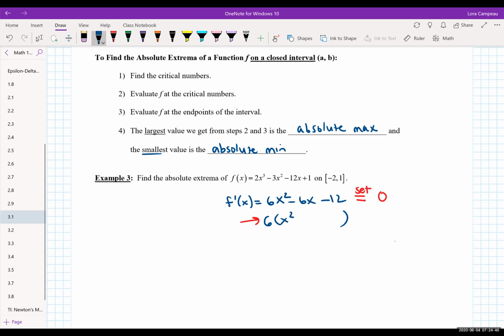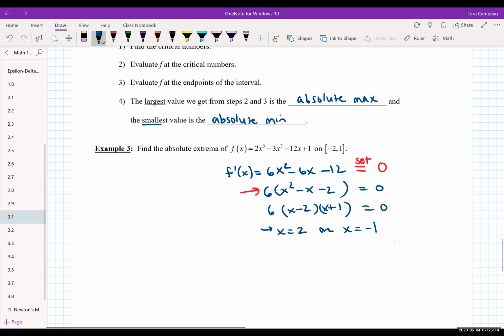So if I pull that out, I get an x squared minus x minus 2, still equal to 0. And then continue factoring if possible. I believe this is a nice one. Factors of negative 2 that add up to negative 1. We have x minus 2, x plus 1. And then, remember the 6, it divides out. It's not attached to any variable. From this, we should get x equals 2 or x equals negative 1.